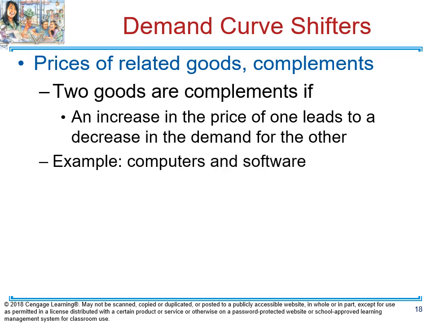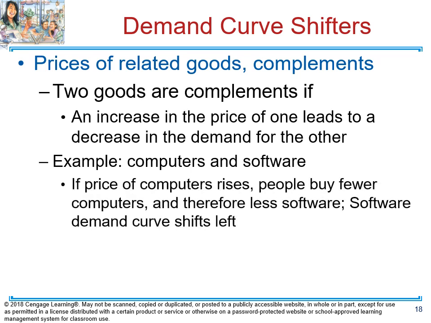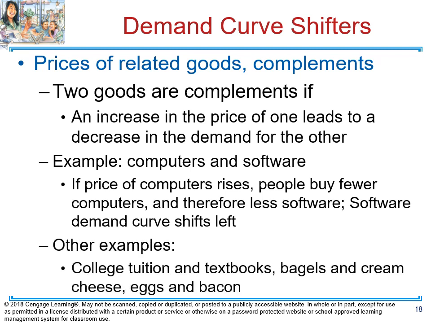So one example is computers and software. If there is less demand for computers, then there's going to be less demand for software as well. For example, if the price of computers goes up, people buy fewer computers, and therefore there will be a smaller need for software. So the demand for software will also fall, and we show a fall in demand as a shift to the left. Other examples are college tuition and textbooks, bagels and cream cheese, eggs and bacon, and we can have a whole list of them.